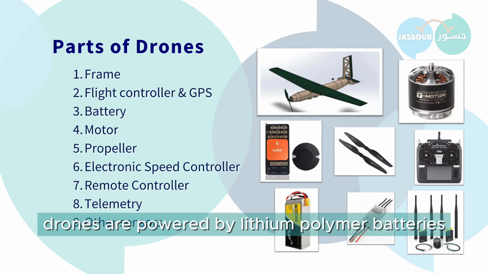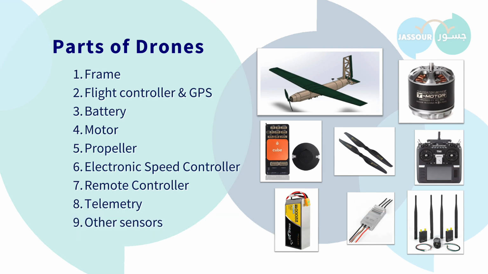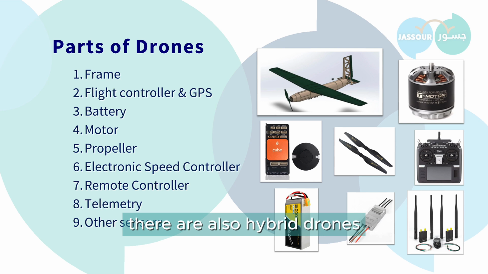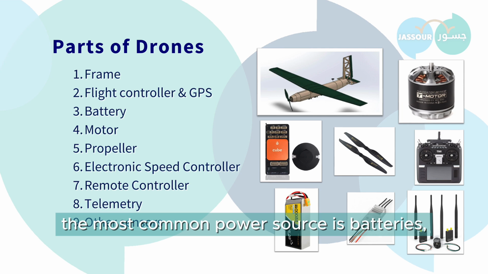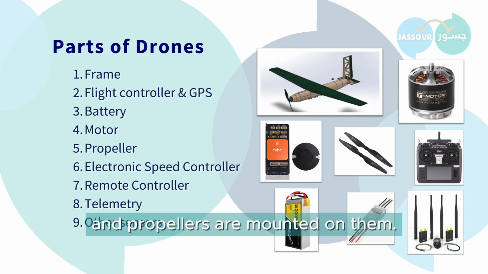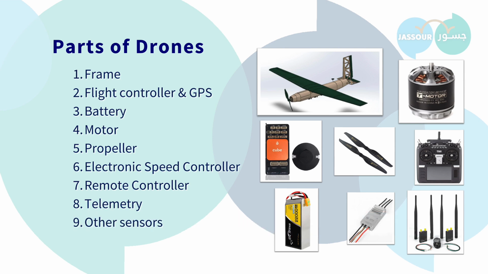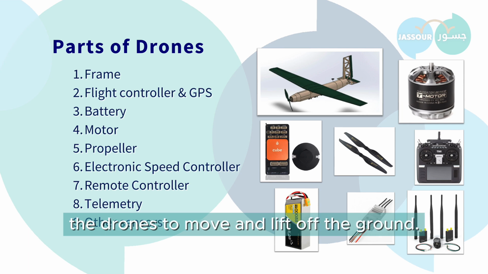Batteries. Drones are powered by lithium polymer batteries, although some use specialized gasoline engines. There are also hybrid drones that use both batteries and gasoline. However, the most common power source is batteries. Motors. The drone motors are brushless motors and propellers are mounted on them. These propellers generate the thrust that allows the drones to move and lift off the ground.